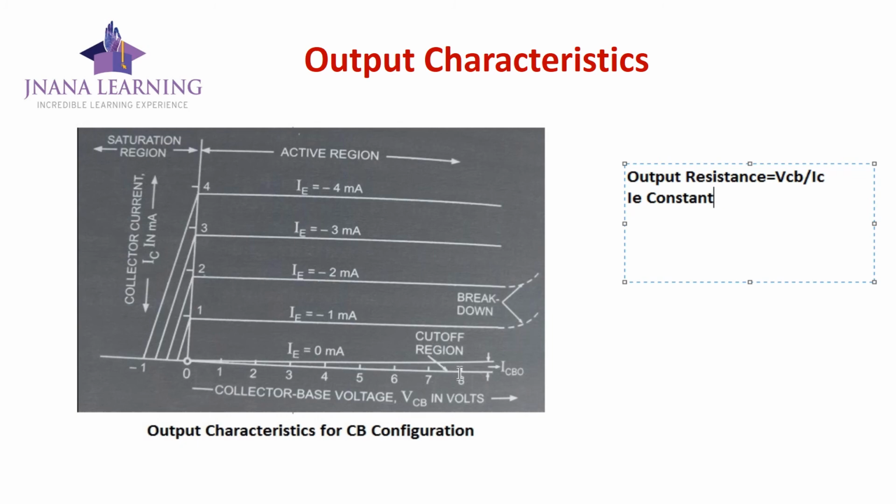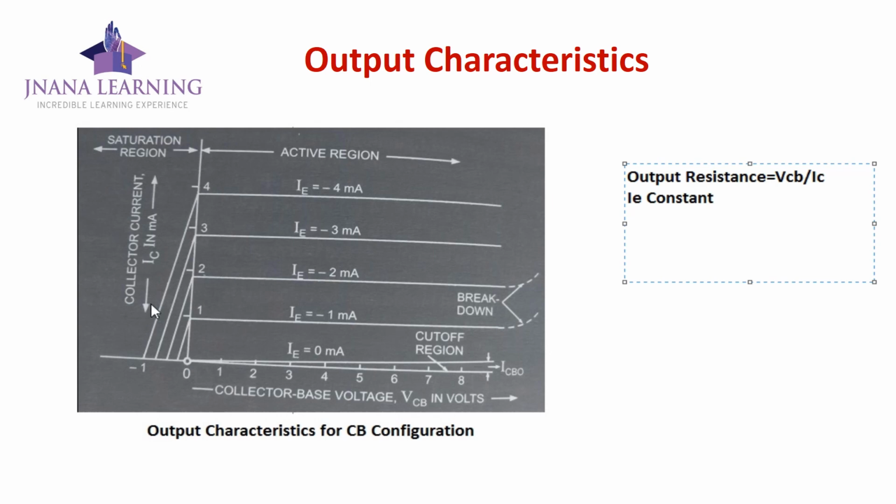Second, we have the cutoff region. In the cutoff region, even when the emitter current is 0, there will be a small collector current, and that collector current is the leakage current. That's about the cutoff region. Next is the saturation region. In the saturation region, the collector current IC flows even when VCB is approximately 0. That is, even when VCB is 0, we have some collector current.